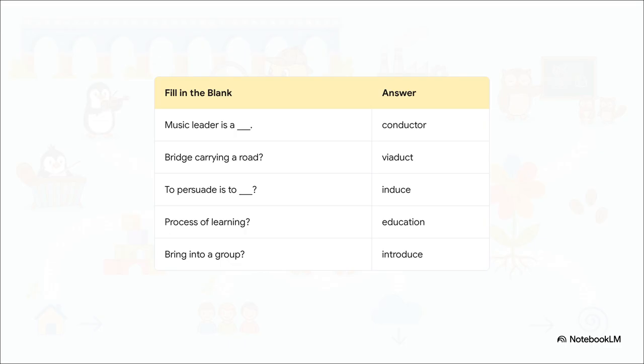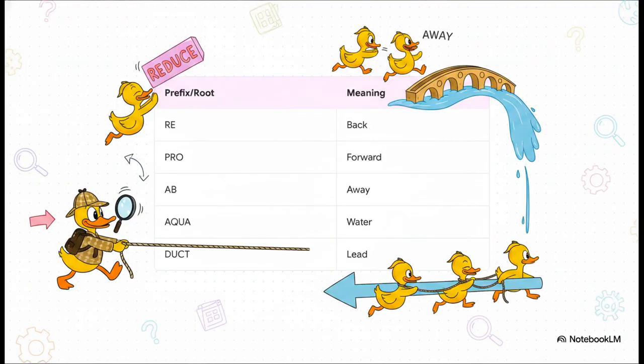See, by practicing these specific contexts, you are directly training your brain to instantly recognize the exact right word to use when you're up on that stage. Let's launch right into our final sprint, the Word Analysis Challenge. What does RE mean in reduce? Back. What does pro mean in produce? Forward. What does AB mean in abduct? Away. What does AQUA mean in aqueduct? Water. And what does duct mean?